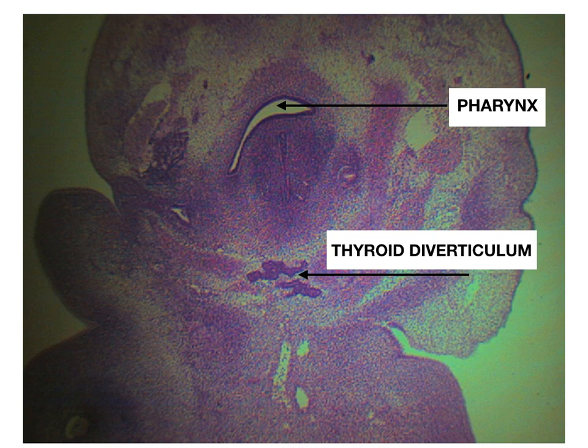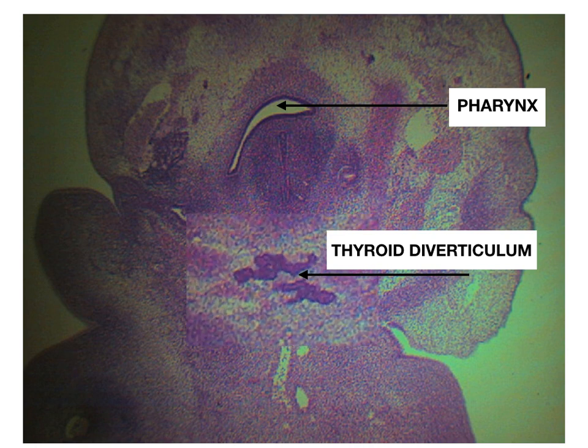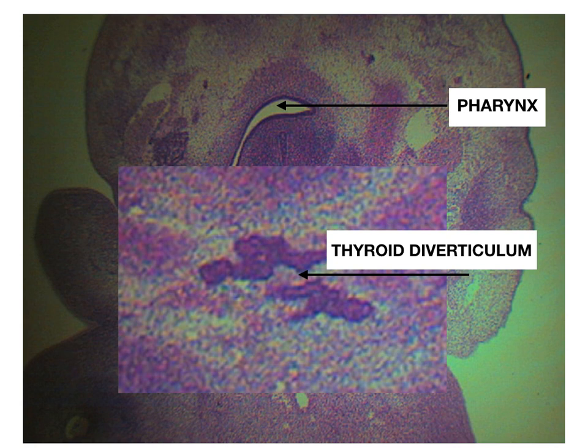Here, we have seen this slide before. At the level of the developing pharynx, you will see inferior to that area is an island of dark staining cells, the thyroid diverticulum. This thyroid diverticulum will become the thyroid.